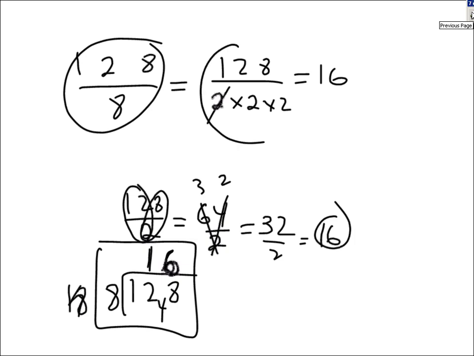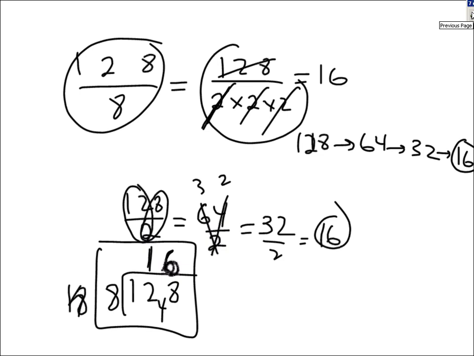I would break it up this way. I would divide 128 by 2. I get 64. That's the first 2. I divide by 2 again. I get 32. And then I divide by 2 again. My last 2, and I get the answer. 8 is 2 times 2 times 2.